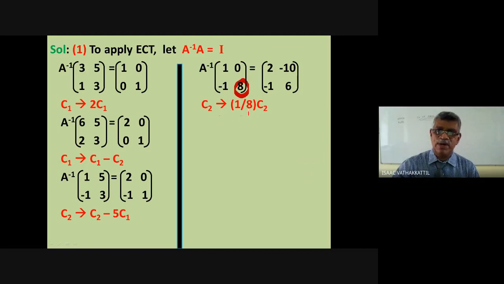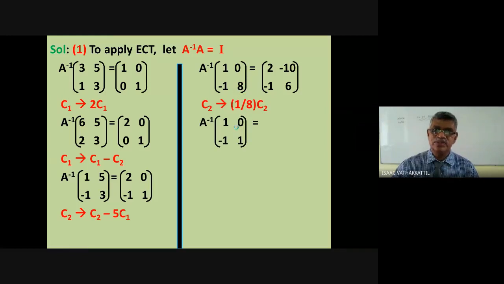C2 changes to 1 by 8 C2. So this becomes 8 into 1, 0, minus 1, 1. I can just divide with 8. Nothing to worry, the equation will go as it is. I divided the second column with 8. So this becomes 2, minus 1 as it is, minus 10 by 8, that is minus 5 by 4, and 6 by 8, that is 3 by 4.